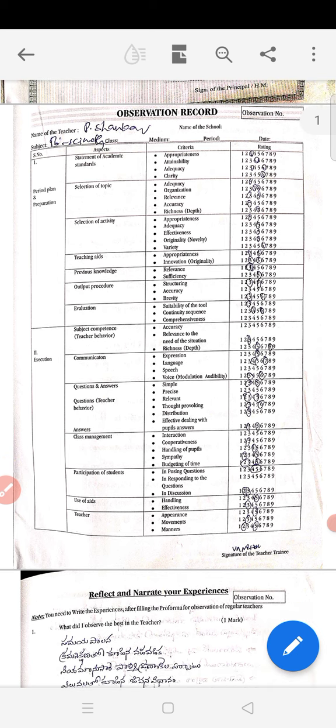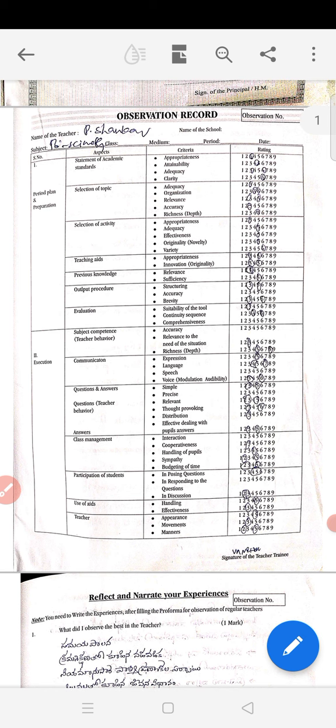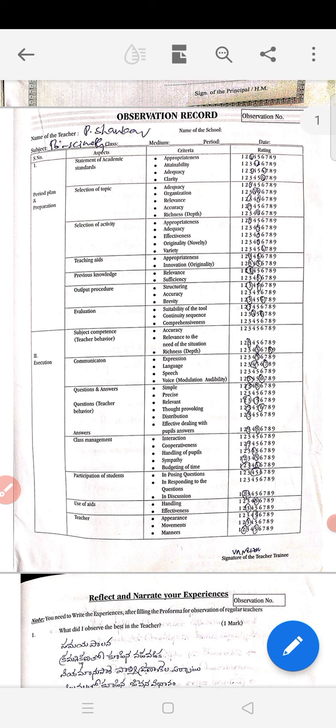Right. Next, variety. How is it there? Is there any variety in that activity? By concentrating on these areas, you are going to give a rating of 1 to 9, depending upon your interest.